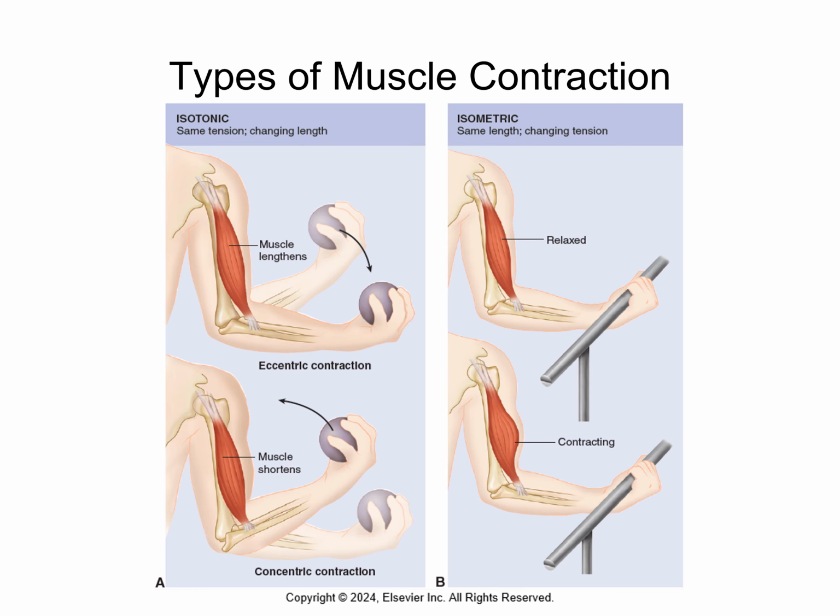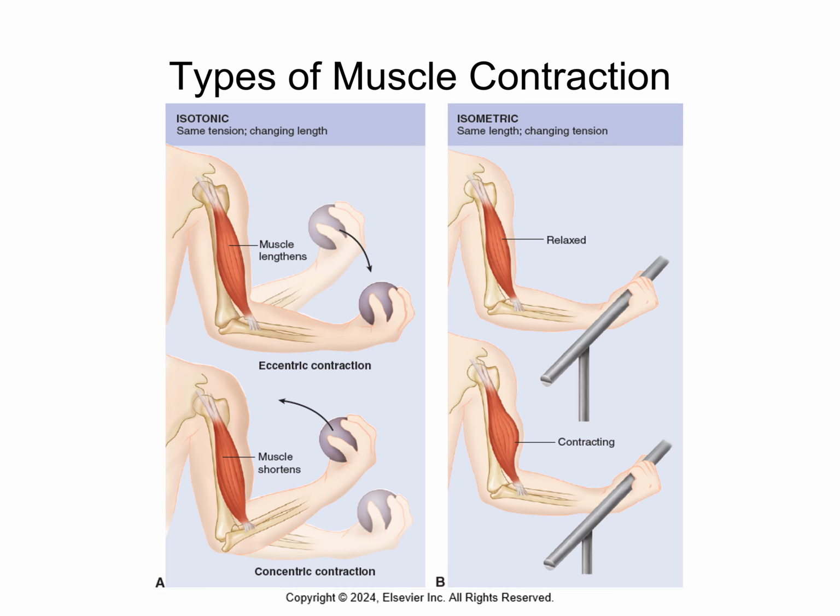So isotonic, like we do. This guy's flexing and extending the muscle. Eccentric is when the muscle lengthens, and concentric is when the muscle shortens. So if I want to do extension, I'm eccentric. If I want to do concentric, that's when I flex. When I flex it, it's concentric.